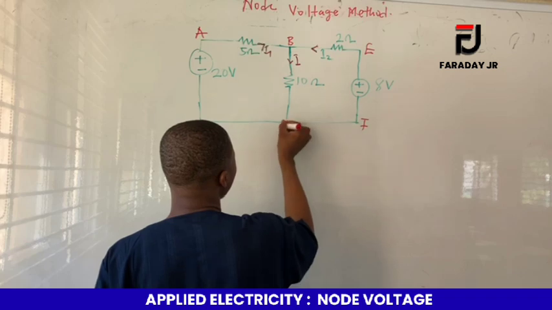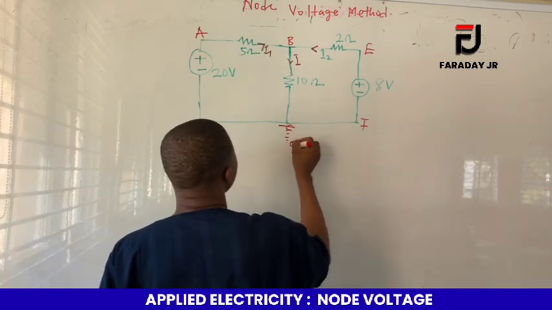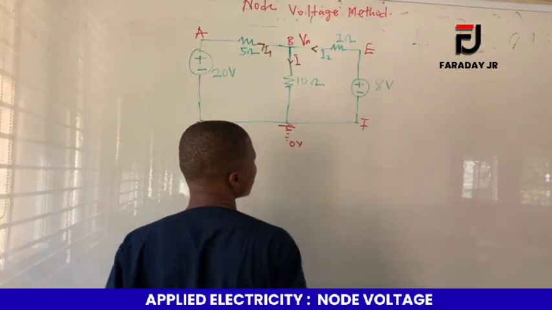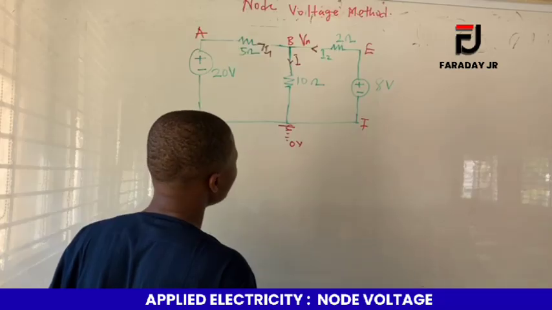And then we can call this one our reference node. That means that it has zero potential. And then we have our main node here, which we can call Vn or V.